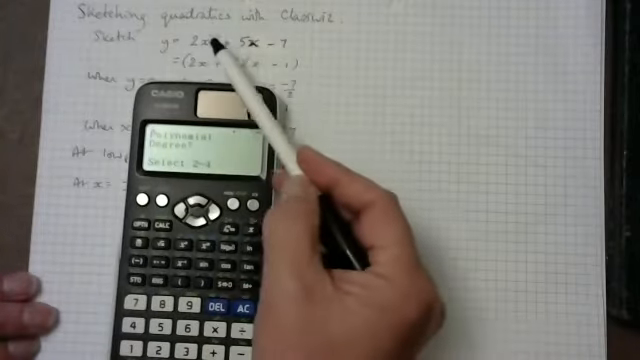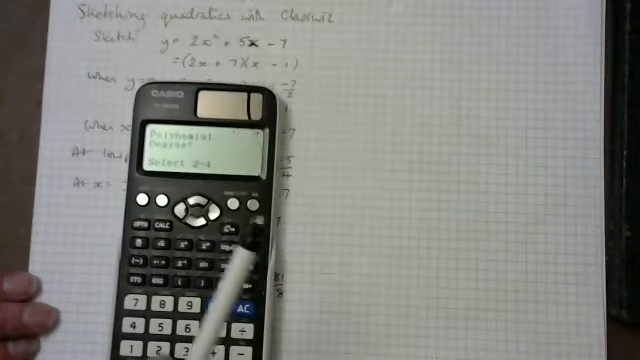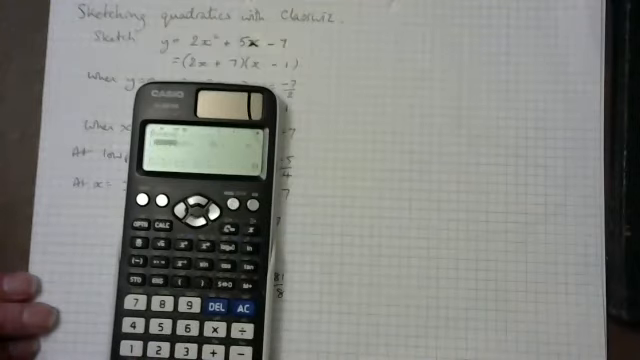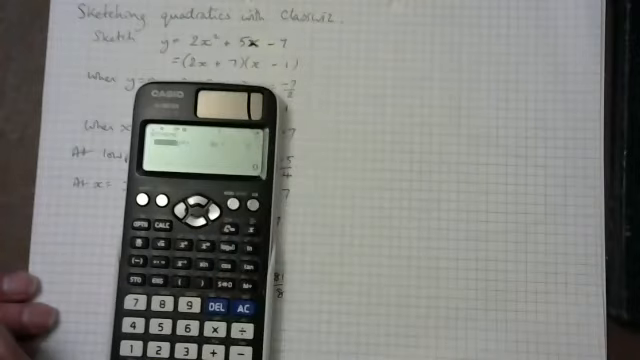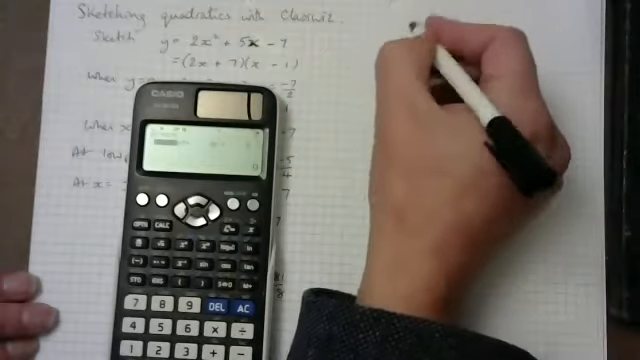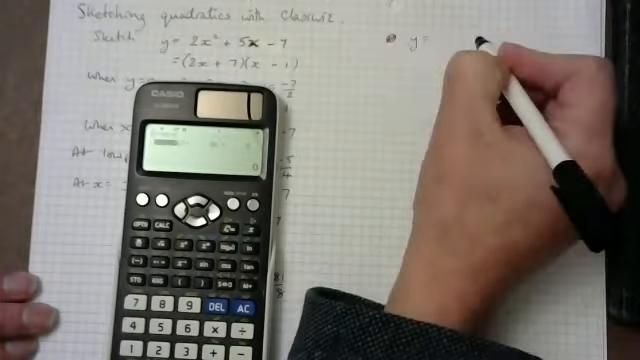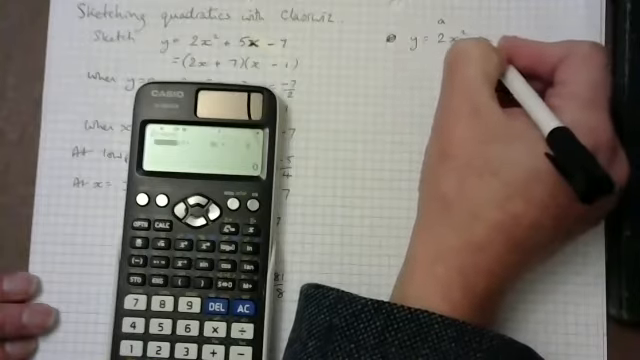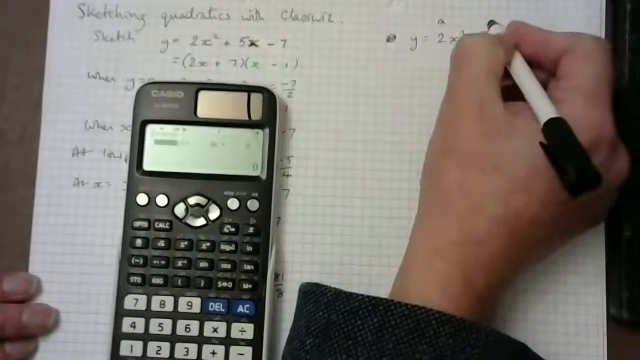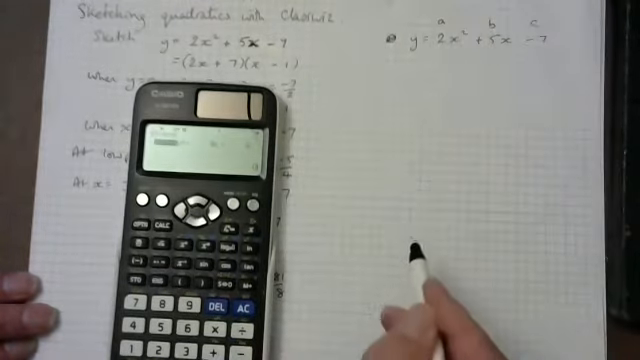The degree of the polynomial, well, it's a quadratic, so the degree is 2. A cubic, the degree is 3, etc. So we enter 2, and then it gives me the option to enter A, B, and C for this equation. Essentially it's saying y equals 2x squared, where that's A, plus 5x, where 5 is B, minus 7, where negative 7 is C.